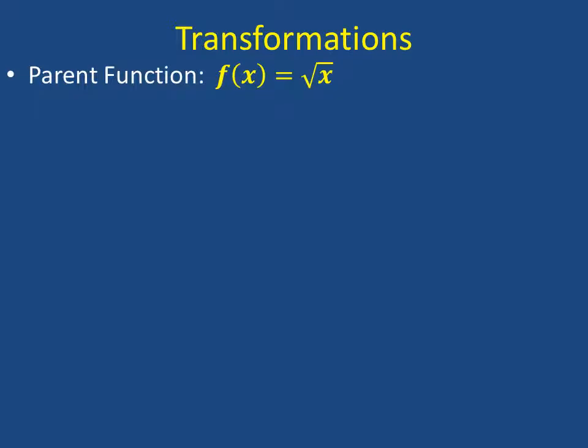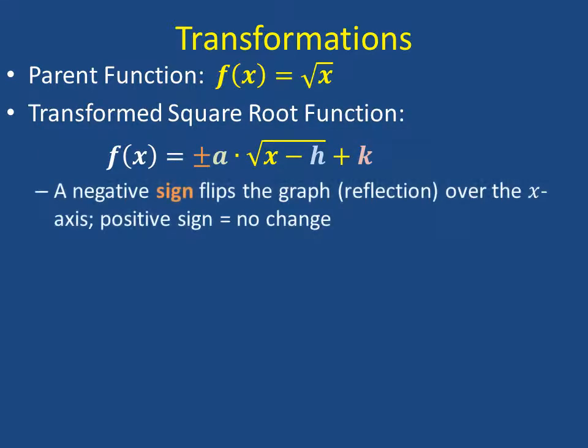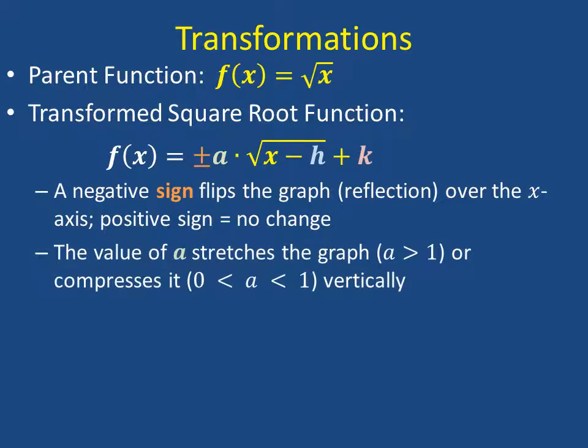Transformations of the square root function are just like transformations for all the other functions that we've studied. The parent function is square root of x. And so we can apply various transformations to give us the transformed function. We have a negative sign in front flipping the graph or reflecting it over the x-axis. If there is no sign or we have a positive sign, there's no change. The value of a stretches the graph if a is greater than 1 or compresses it if a is between 0 and 1 in the vertical direction.